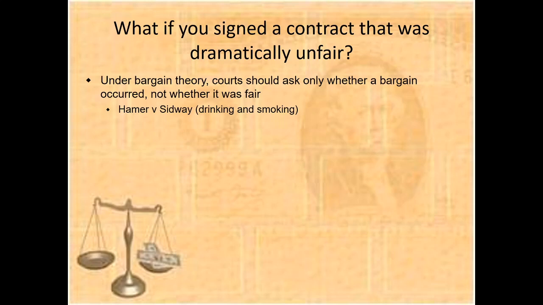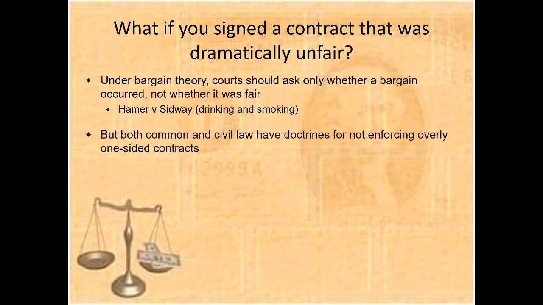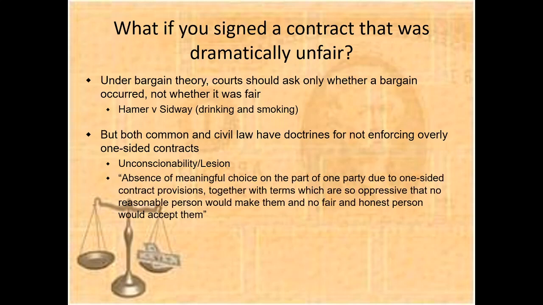So, for example, the hand vessel sideways drinking and smoking example, right? But both common and civil law have doctrines for not enforcing overly one-sided contracts. Unconscionability or lesion is one of the cases under this. That is, if it is one-sided and you have not much option, then things are not going to be enforced with that rigor.